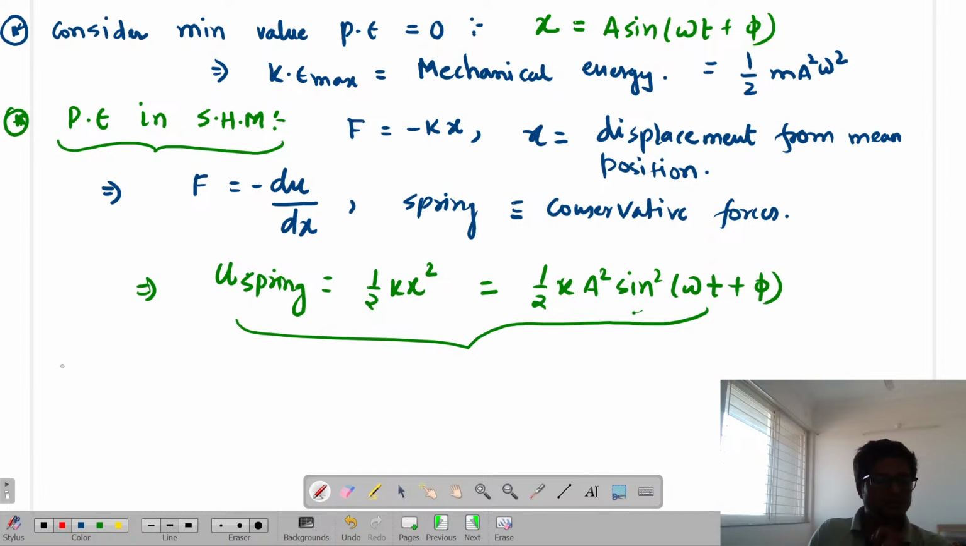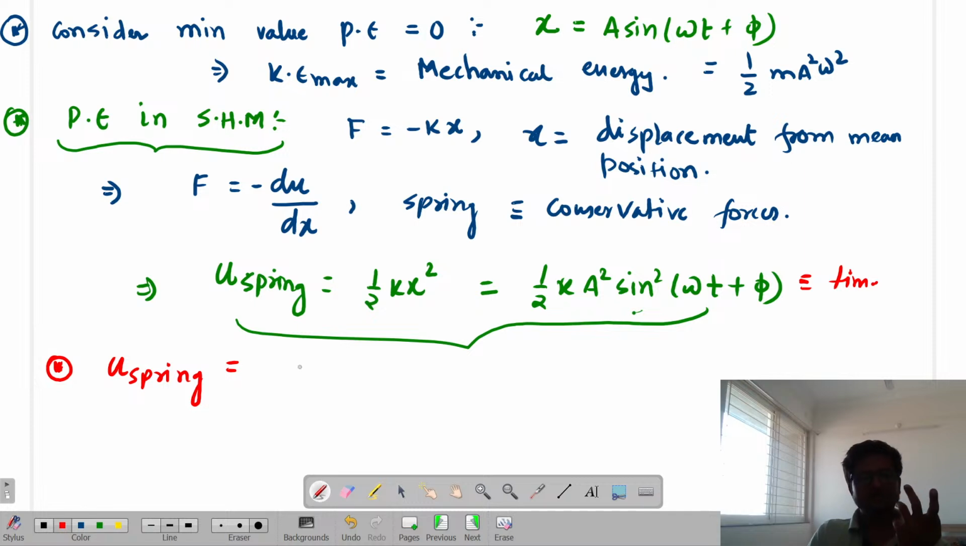What you were saying? Yes, definitely. We are approaching that only. So you know that the spring potential energy, this is a time dependent form. In terms of omega, what will it be? Potential energy of the spring.